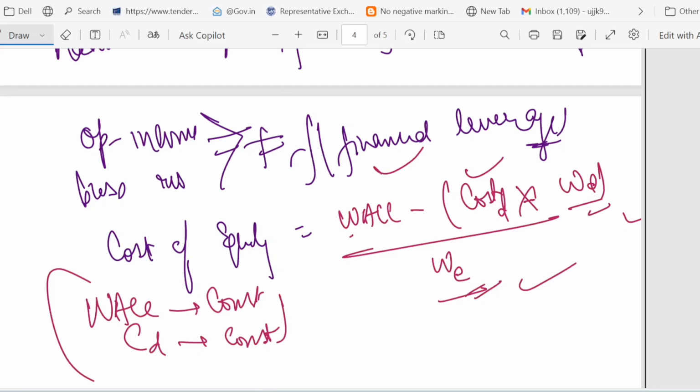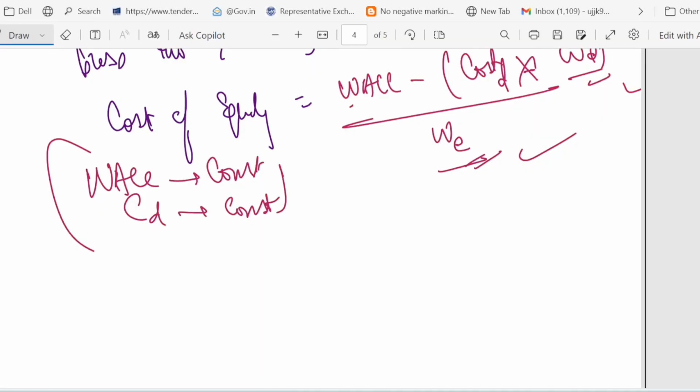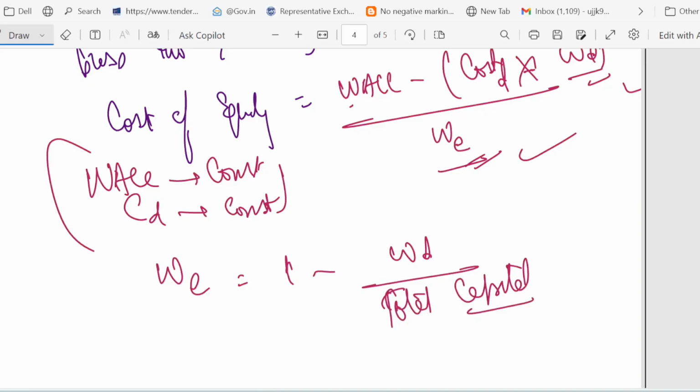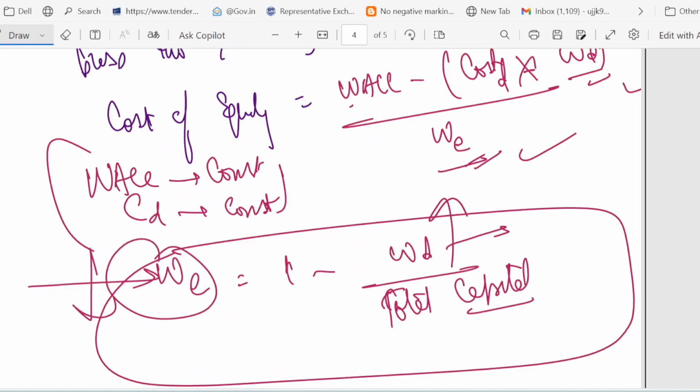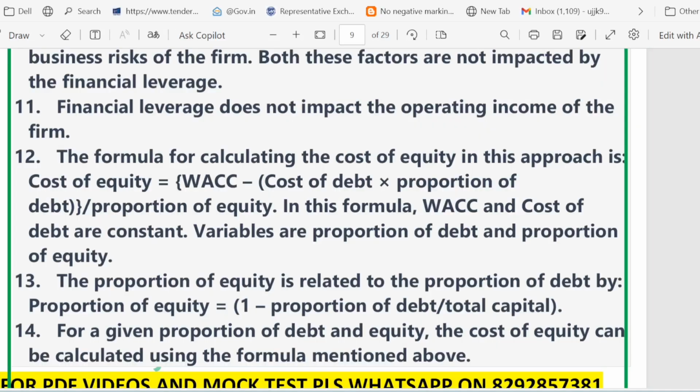And there is a simple link between debt and equity. So you can say that proportion of equity, that is WE, is equal to 1 minus WD, upon total capital. Right. This is one relation between WD and WE. WE means proportion of equity. WD means proportion of debt. So if a company increases the debt, what will happen? The proportion of equity automatically decreases. You can see it clearly from this formula.